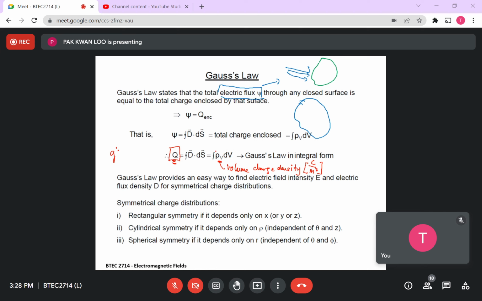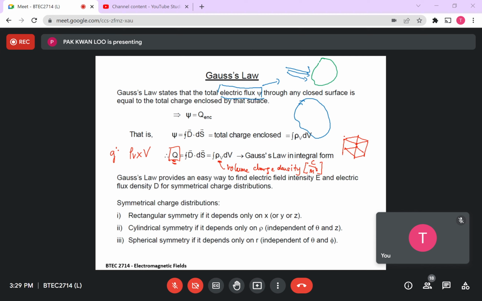So now, why is it represented by an integral? You ask, why cannot we just multiply rho V times the volume, and then we get Q? The thing is, we cannot do that directly, because we haven't really defined what the volume is. I can have a volume like a cube.